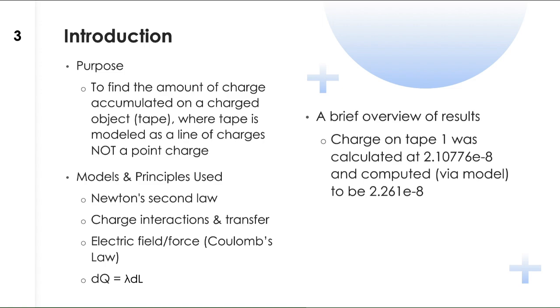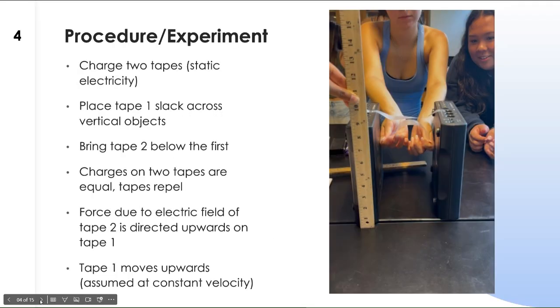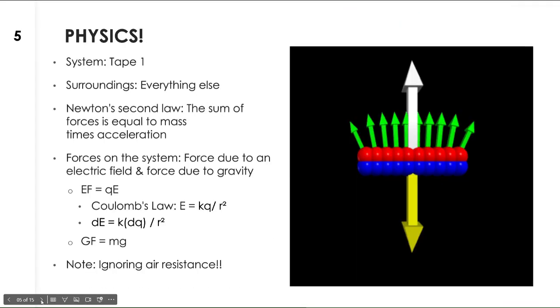For our results, we found that the charge on tape 1 was manually calculated at 2.108 times 10 to the negative 8th coulombs and computed to be 2.261 times 10 to the negative 8th coulombs. The procedure was the same as lab 1, and our system was tape 1, surroundings was everything else. Newton's second law says sum of F equals ma, and we know that the two forces were the electric force, overall shown in white, and the gravitational force, shown in yellow.